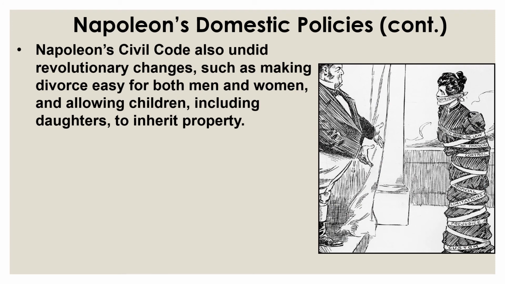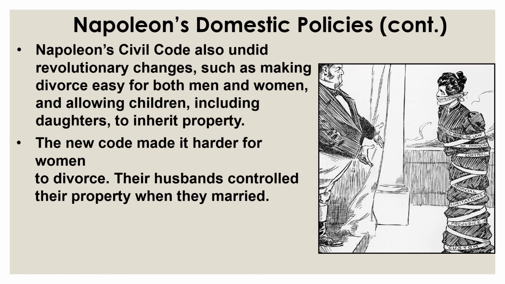Napoleon's civil code also undid revolutionary changes, such as making divorce easy for both men and women, and allowing children, including daughters, to inherit property. He ended that. This is something that women had gained in the early days of the Republic, when France was declared a republic after the king had been deposed. But now, under Napoleon, women will lose a lot of those gains.